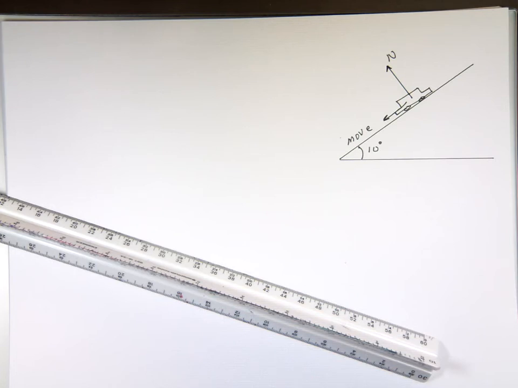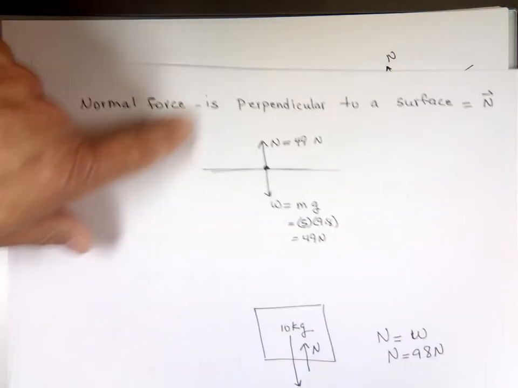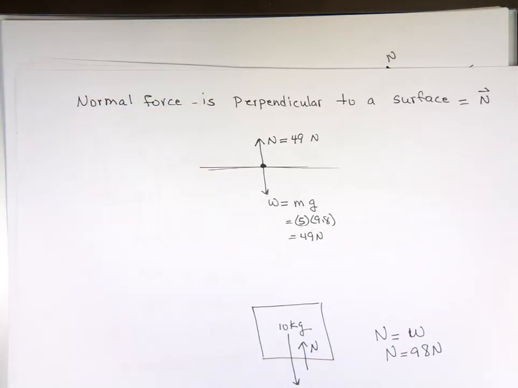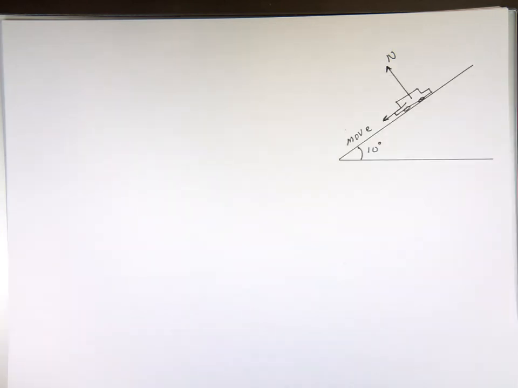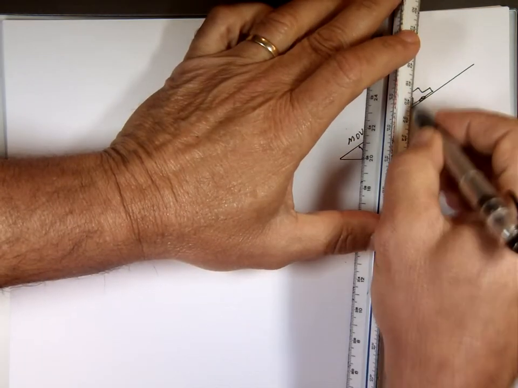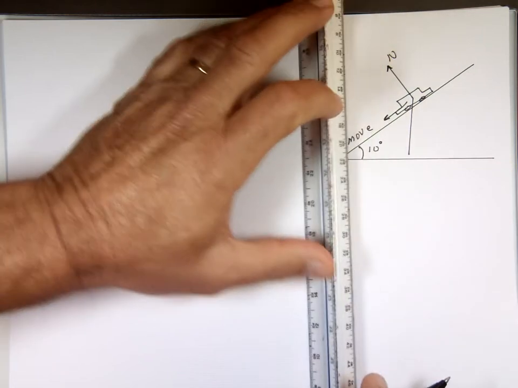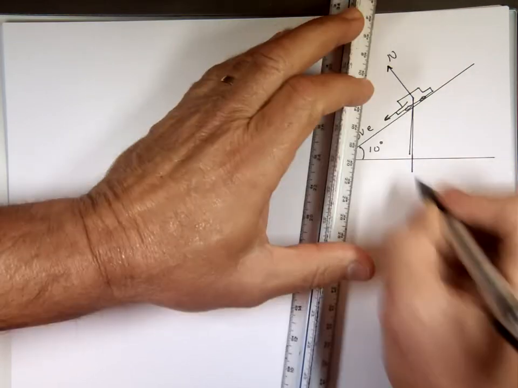Right here, Jackie. Normal force is perpendicular to a surface, always. And the weight doesn't matter. The weight's always straight down, like this. That's the weight.